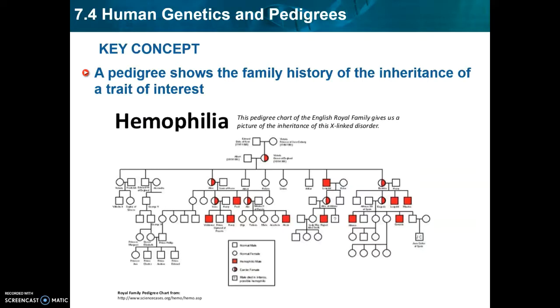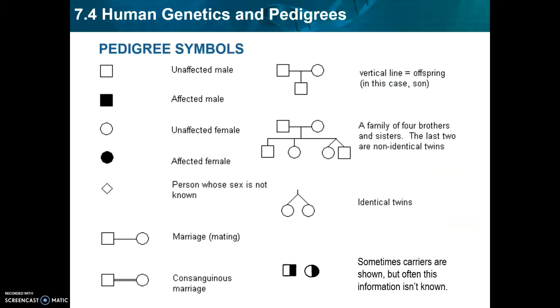Today we're talking about Chapter 7, Section 4, which is about pedigrees. A pedigree is simply a diagram that shows the family history of a certain trait. It could be a disease like hemophilia that's shown here, or maybe you're just showing who in the family has blue eyes. Whatever your trait is that you're interested in, you can make a pedigree for it.